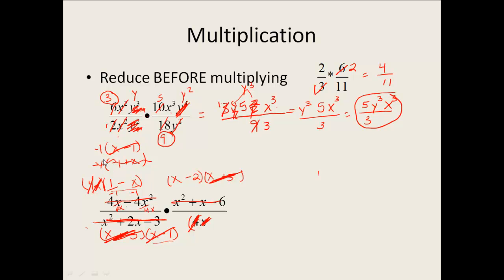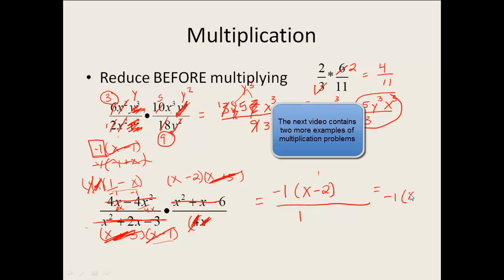And on top, I'm left with a negative 1 here. And I have an x minus 2 left. And on the bottom, I just have a 1. So I would really have negative 1 times x minus 2 for my final answer there.